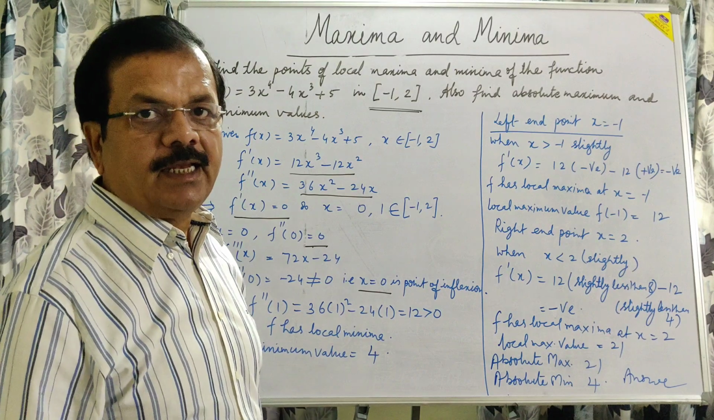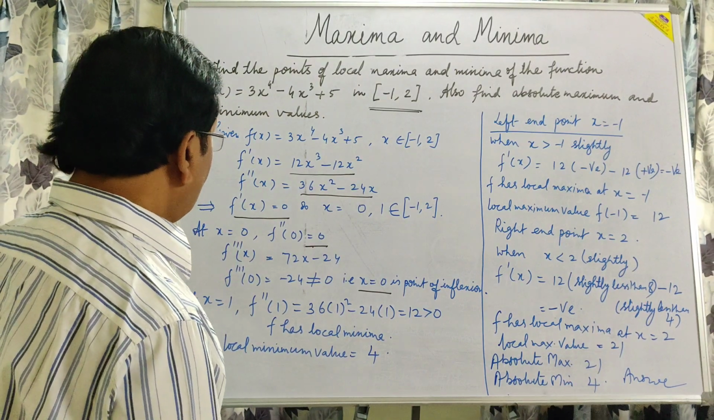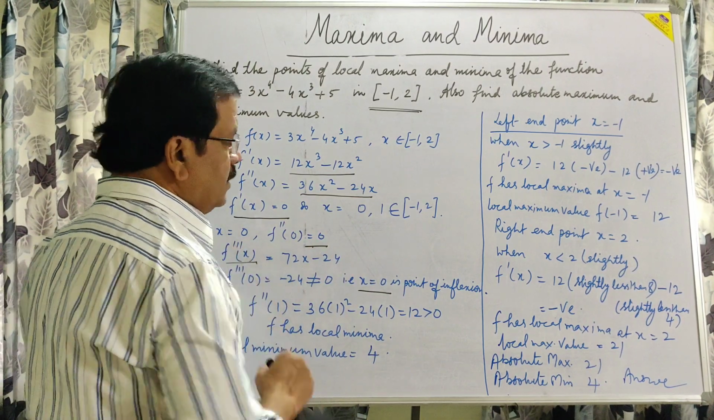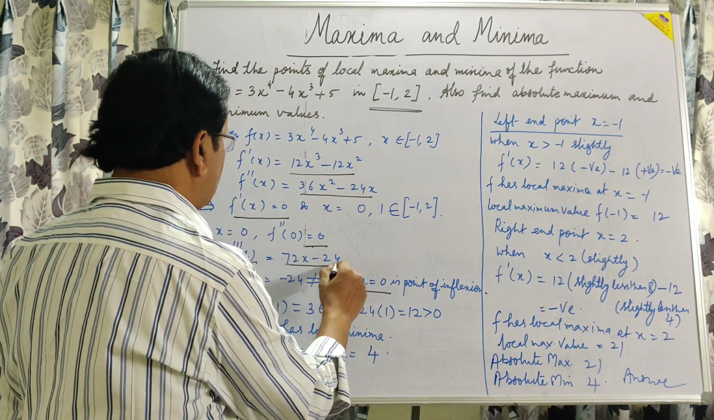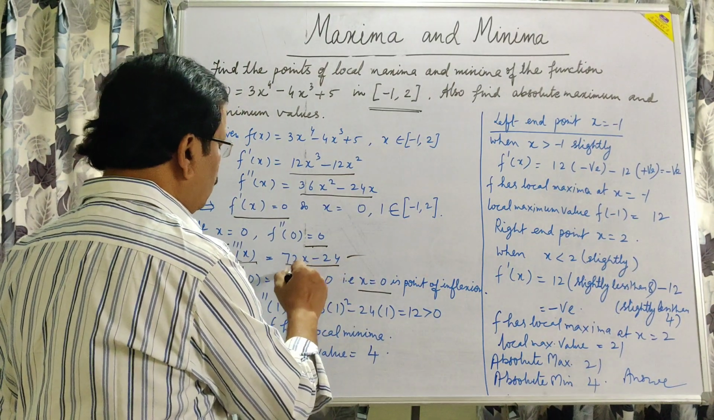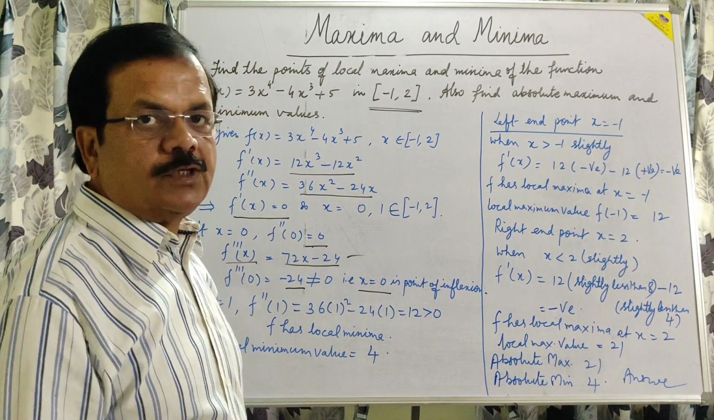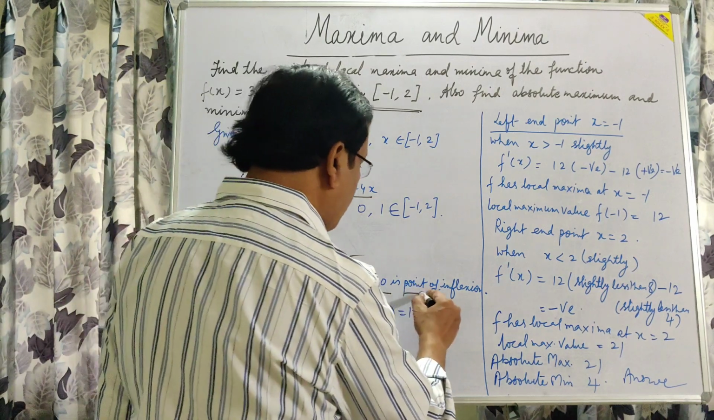we are again getting f double dash x at 0 is 0, and that is why for this we'll find f triple dash x, the third order derivative, which is 72x minus 24. Putting the value 0, we are getting minus 24, which is not equal to 0, and this is the condition of being a point of inflection.